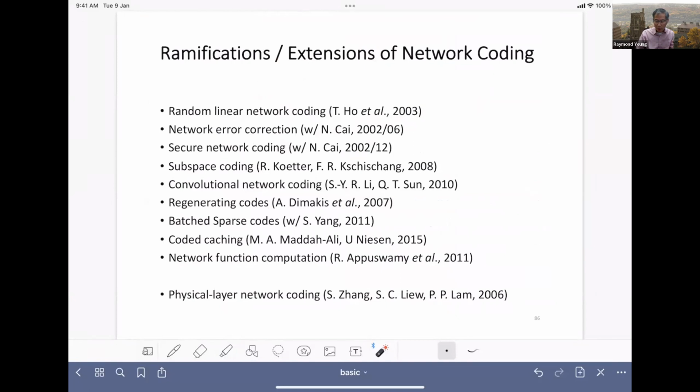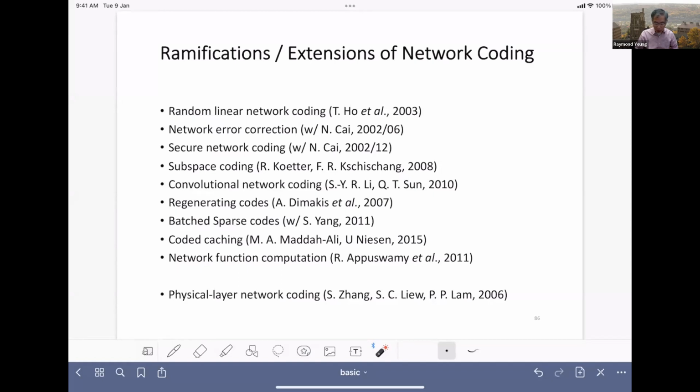Network coding is now a very rich field of research, which has been extended in many different directions. Random linear network coding is one. Network error correction, secure network coding, I already mentioned this. Subspace coding, convolutional network coding, regenerating code originally was also an application of network coding, although subsequent regenerating codes are not necessarily network coding per se. Coded caching and recently network function computation, which I'm also working a lot on with my former postdoc, Shenghao.